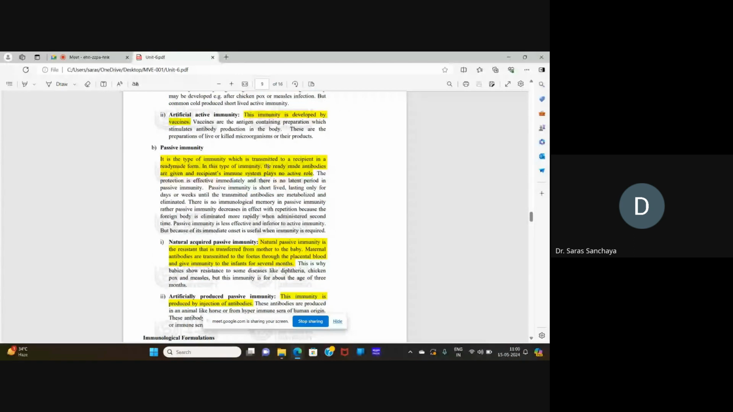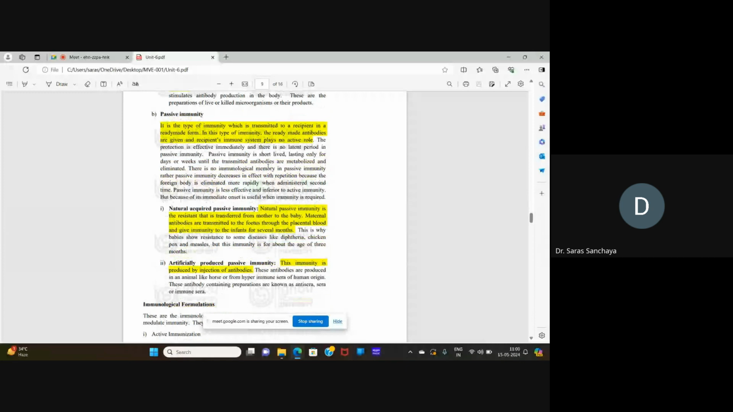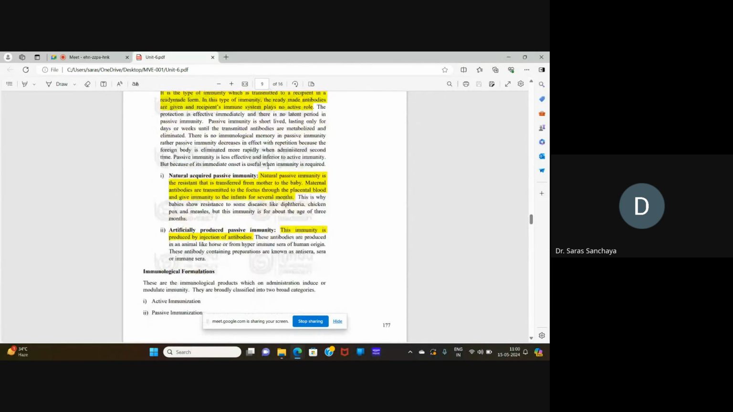So, natural acquired passive immunity. Natural passive immunity is the resistance that is transferred from mother to baby. Mother's antibodies are transmitted to the fetus through the placental blood and give immunity to the infants for several months. Then there can be artificially produced passive immunity. In this, the immunity is produced by injection of immunoglobulins or antibodies.